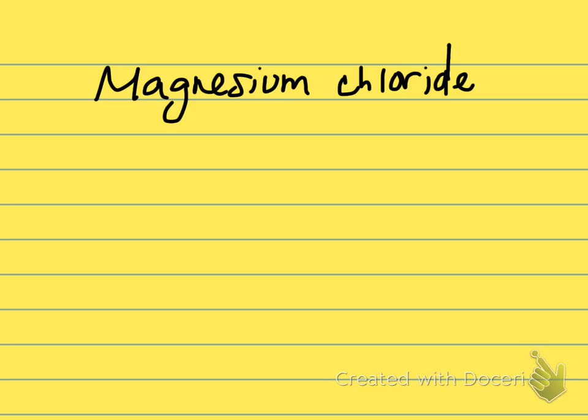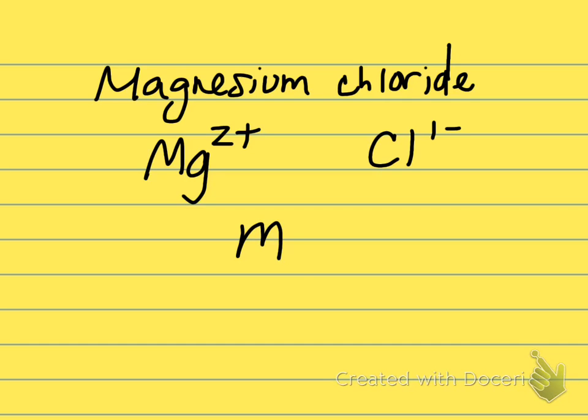Writing down the ions. You have the names, so you need to write down the ions. So what is the magnesium ion? Mg what? 2 plus. Mg2+. What's the chloride ion? Cl1 minus. Okay. So now I'm going to do this for myself.